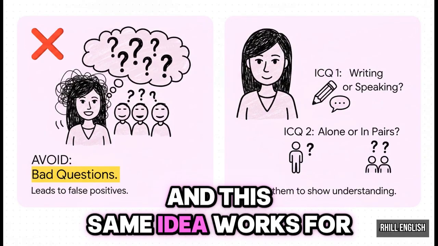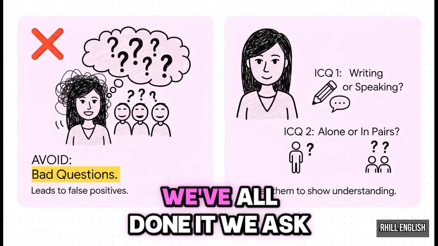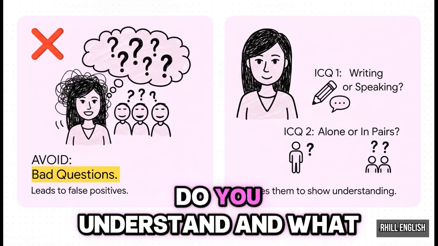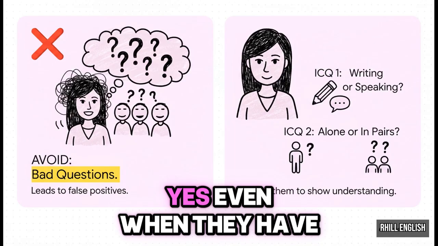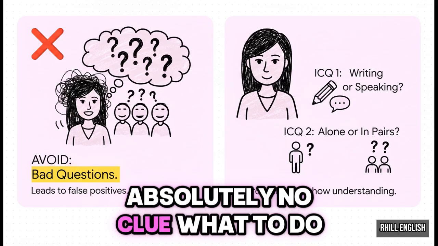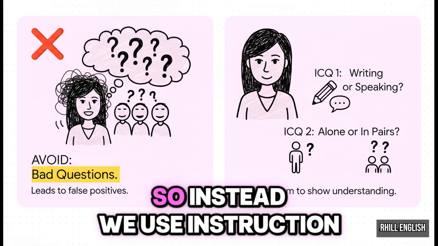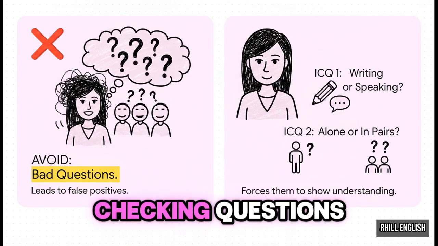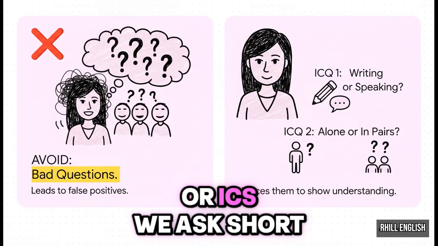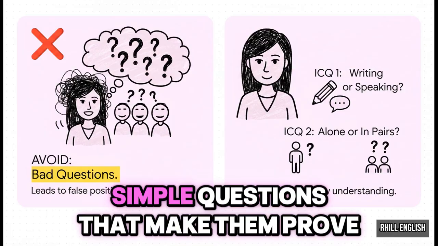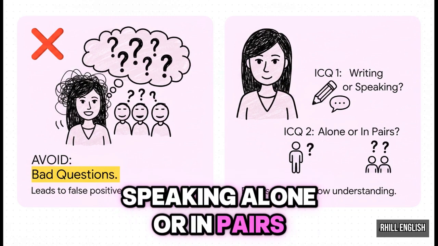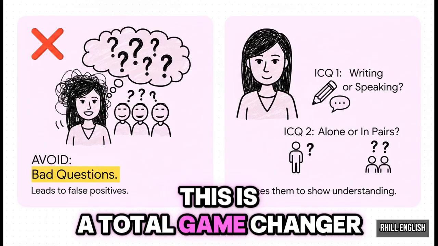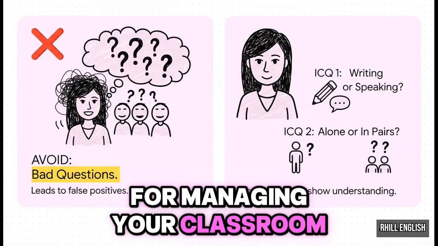And this same idea works for giving instructions. We've all done it. We ask, "Do you understand?" And what do they all say? Yes, even when they have absolutely no clue what to do. So instead, we use instruction checking questions, or ICQs. We ask short, simple questions that make them prove they understood. Are we writing or speaking? Alone or in pairs? This is a total game changer for managing your classroom.